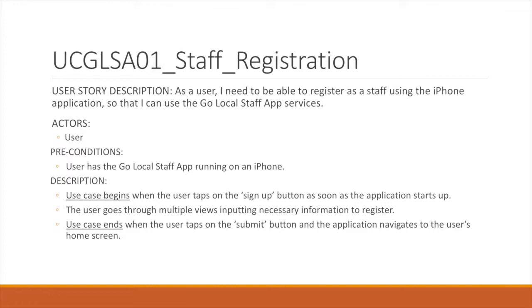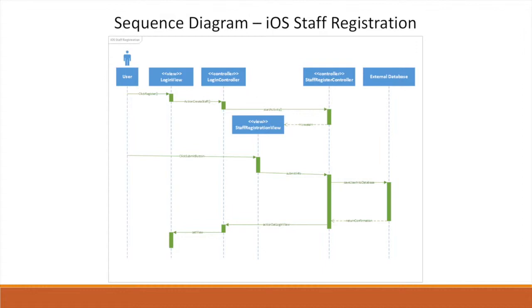This use case begins when the user taps on the sign up button when the application loads. The user then goes through multiple views where he or she will put the information needed to use the application, and the use case ends when the user taps the submit button at the end of the registration, and upon success, the application takes him to the home screen of their account. Here you can see the sequence diagram for the previously mentioned use case.